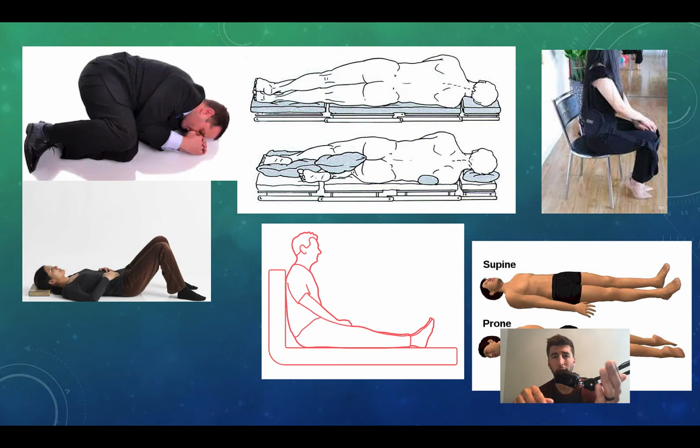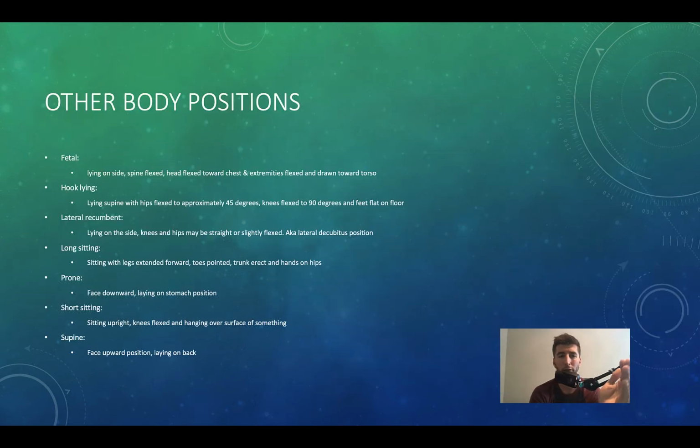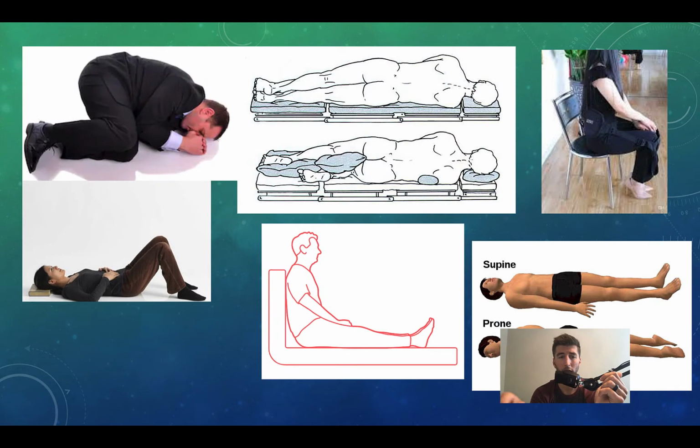Everyone should know that top left position is going to be the fetal position. So what is the fetal position? It's laying on the side, spine is flexed, head is flexed towards the chest, and extremities are flexed and drawn towards the torso, right? Head is flexed, back is flexed.